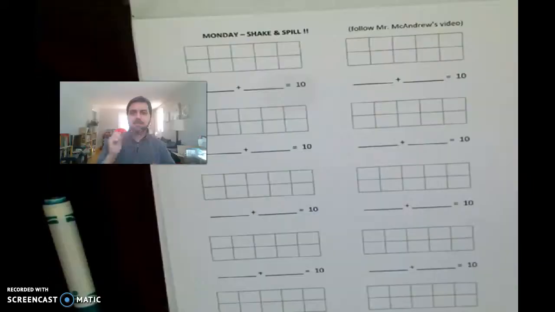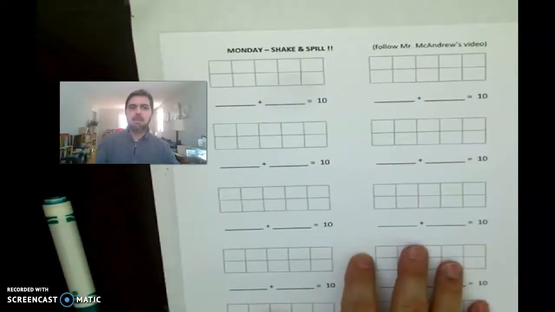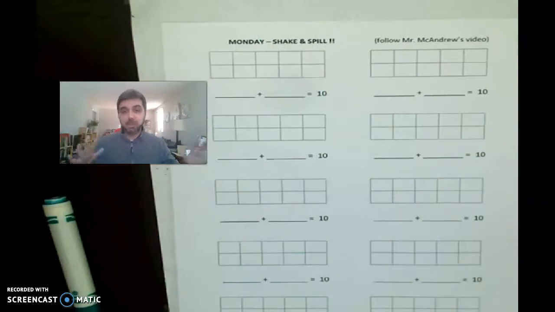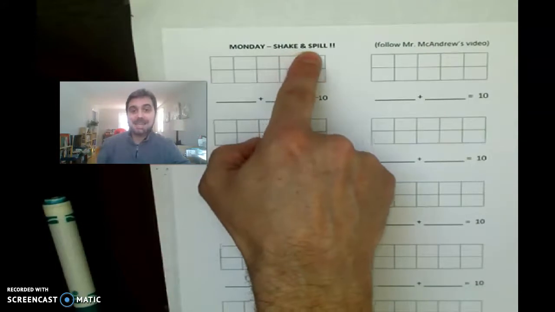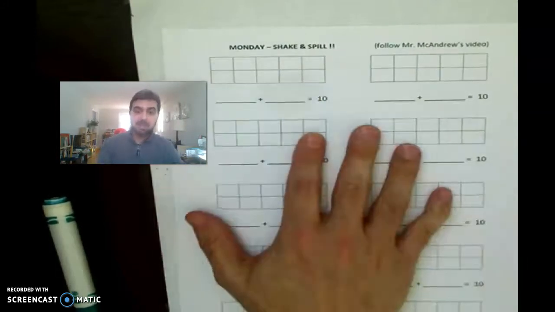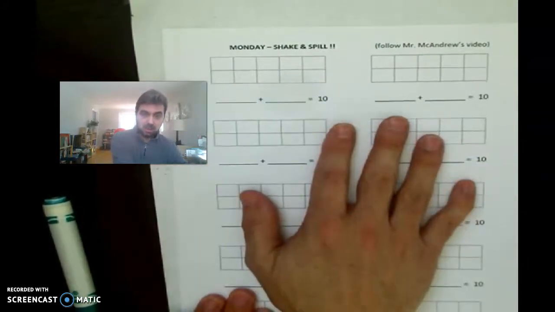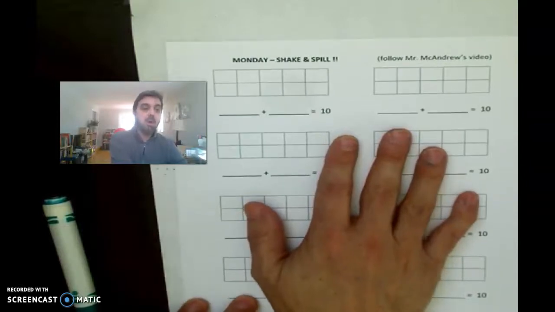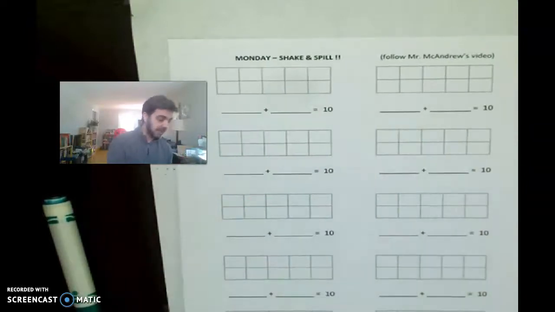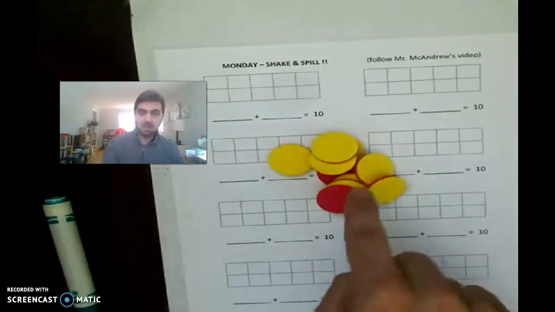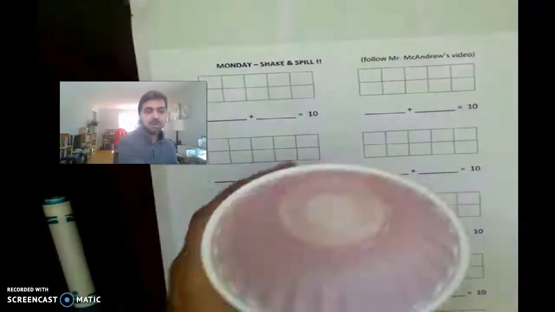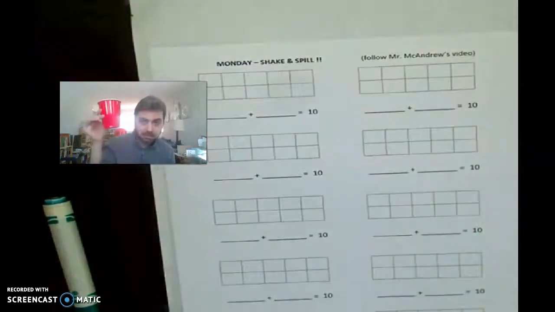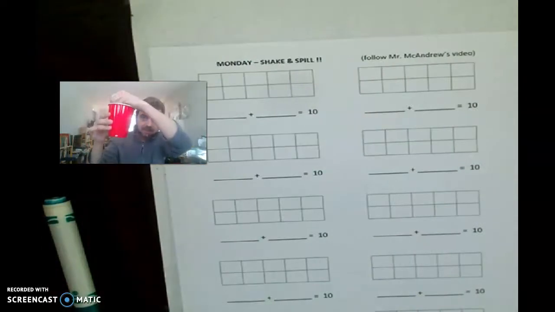Hold on a second. So girls, so here we go. This is not the crazy part, but you do need your paper. It says Monday, Shake and Spill. So this is the paper that you need to do your work, okay? And the only other thing you need is your 10 counters, okay? Yeah, red and yellow counters. And I need you to put them into a cup, all right? So here's a cup. I'm going to put them in the cup, okay?